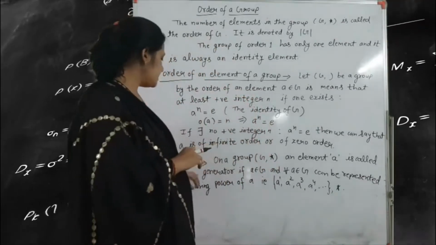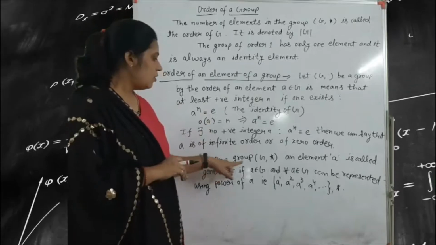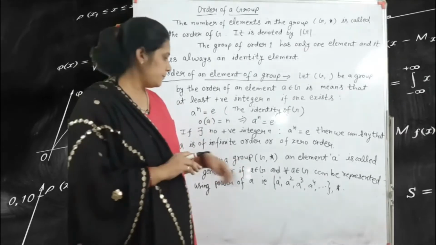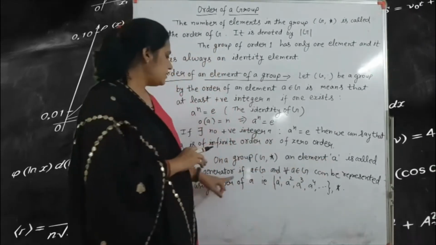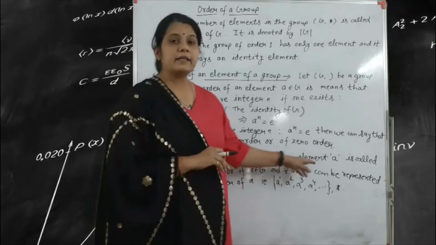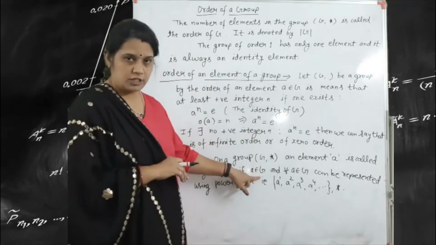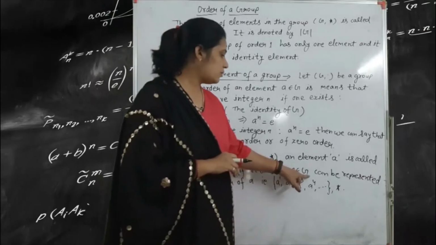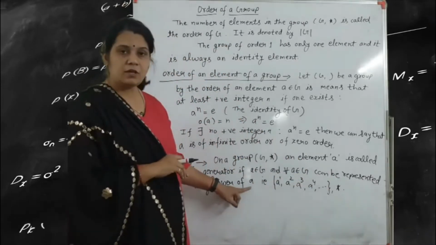Next is the generator. So what is the generator? On a group (G, star), an element a is called the generator if a belongs to G and every element of G can be represented using the powers of a.